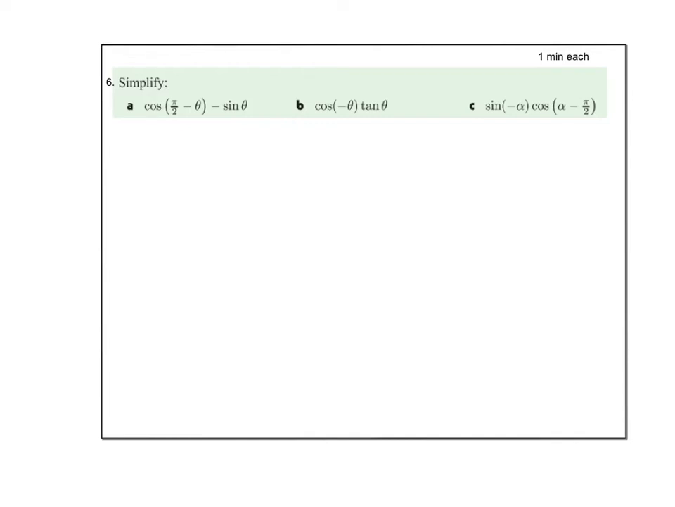Hello everyone. I wanted to do problem number 6, parts A, B, and C from day number 1 of trig. I want to start with a right triangle, and I'm going to call this angle theta.